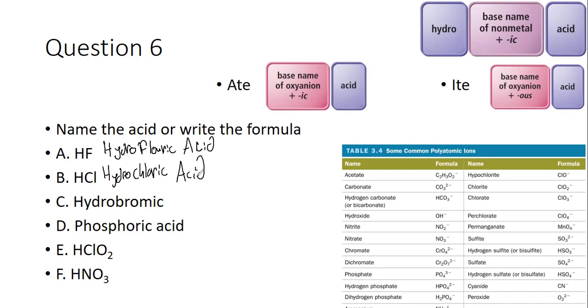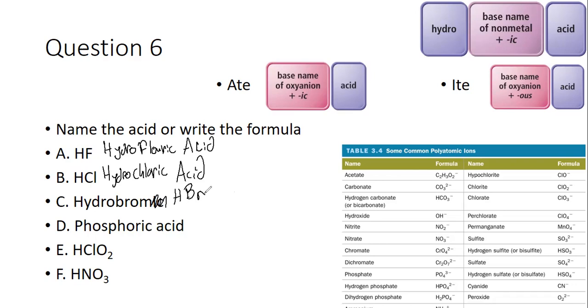Hydrobromic, well, it's hydro, so we know it's a binary acid. Anything that starts with hydro is telling you it's an acid, and it starts with hydrogen. Bromic, so to get the root of that, just realize that you can chop off ick and just look at brome and figure out what is bromine. So that's hydrobromic acid.